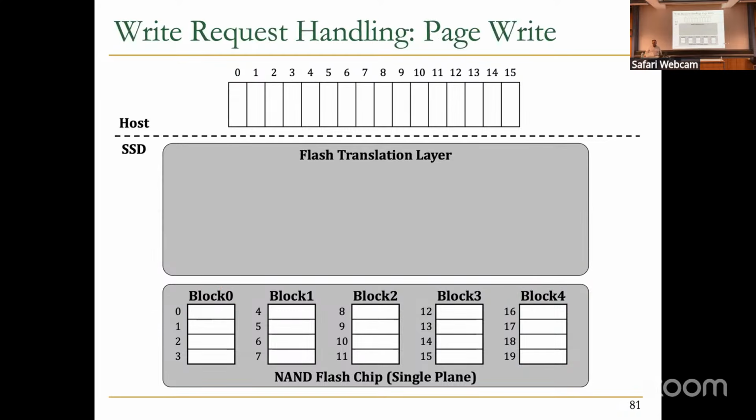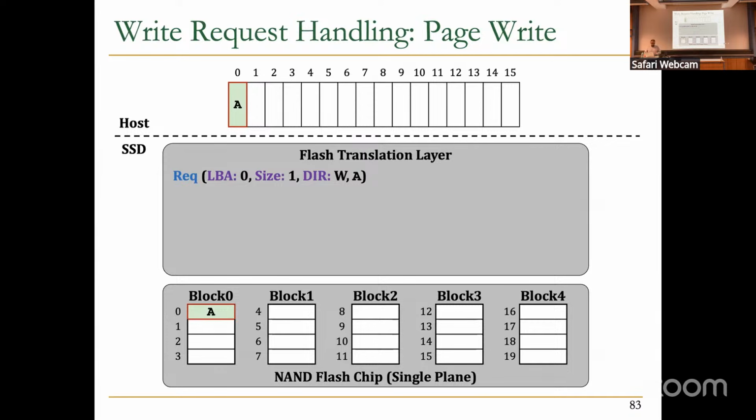Now let's see how we handle page writes, for example. The host sends a write request. The logical block address is 0 because we want to write to this location. The size is 1, so we want to write only 1 sector. The direction is write, and the data that we want to write is A. That's the request we send to the SSD.